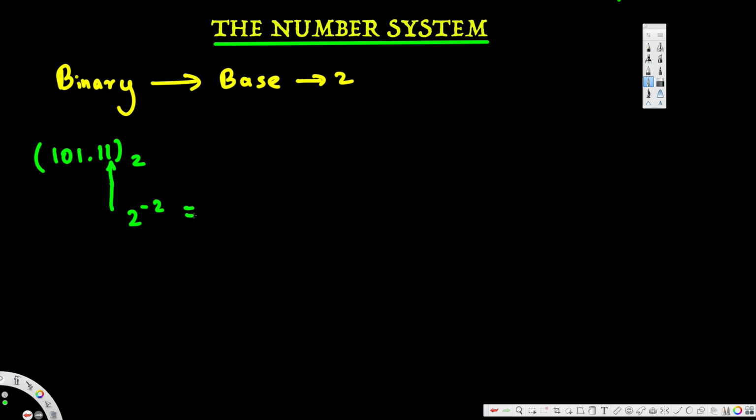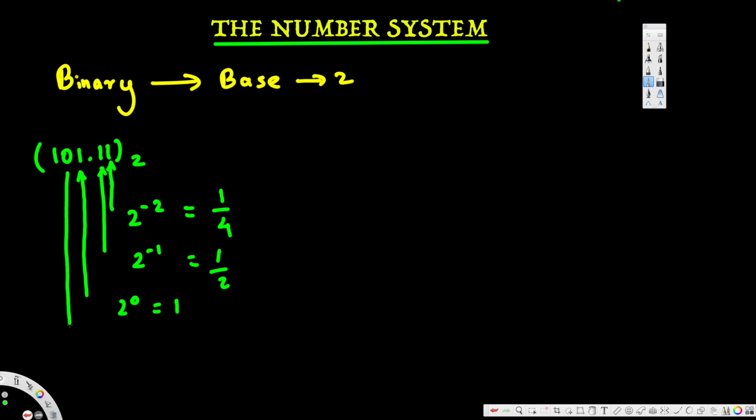2 power negative 2 means 1 over 2 squared, that's 1 over 4. And this one is 2 power negative 1, that's equal to 1 over 2. And this one is 2 power 0, that is equal to 1. And this one is 2 power 1, that's equal to 2. And this one is 2 power 2, that is equal to 4.